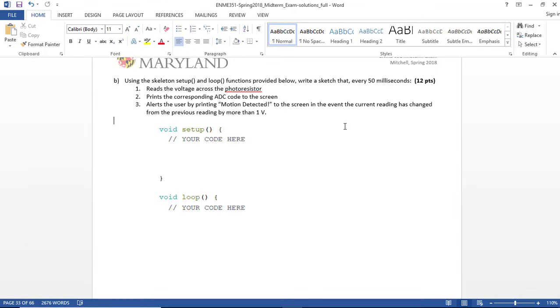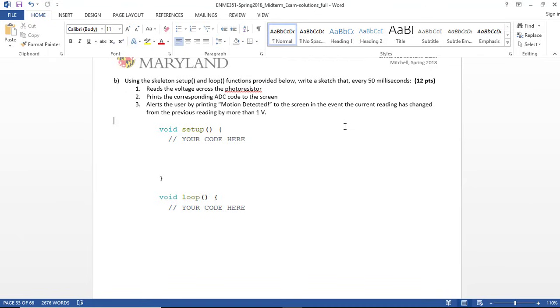204 ADC codes. The other key here is that it's a change of 1 volt, not one direction or the other, but both. So you needed to do something in terms of absolute value or square rooting or something to account for a voltage going from, say, 2 to 3 volts or from 3 to 2 volts.